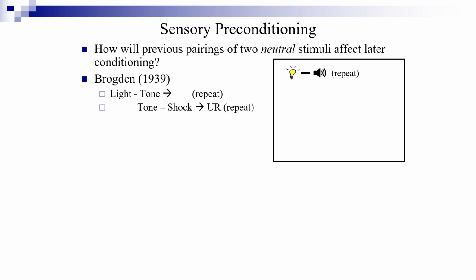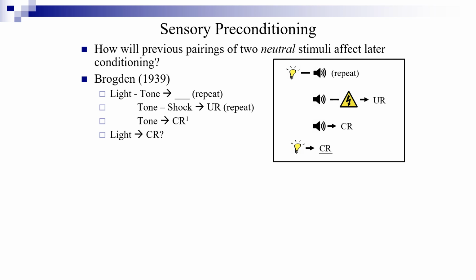And then, of course, we see an unconditioned response, maybe freezing, for example. And then that pairing is repeated. So then, of course, we present the tone by itself and we get that conditioned response of freezing. And then we wonder, what about the light? The light was never directly paired with shock like the tone was, but the light was previously paired with the tone in the very beginning. So would we get some sort of conditioned response to the light by itself?